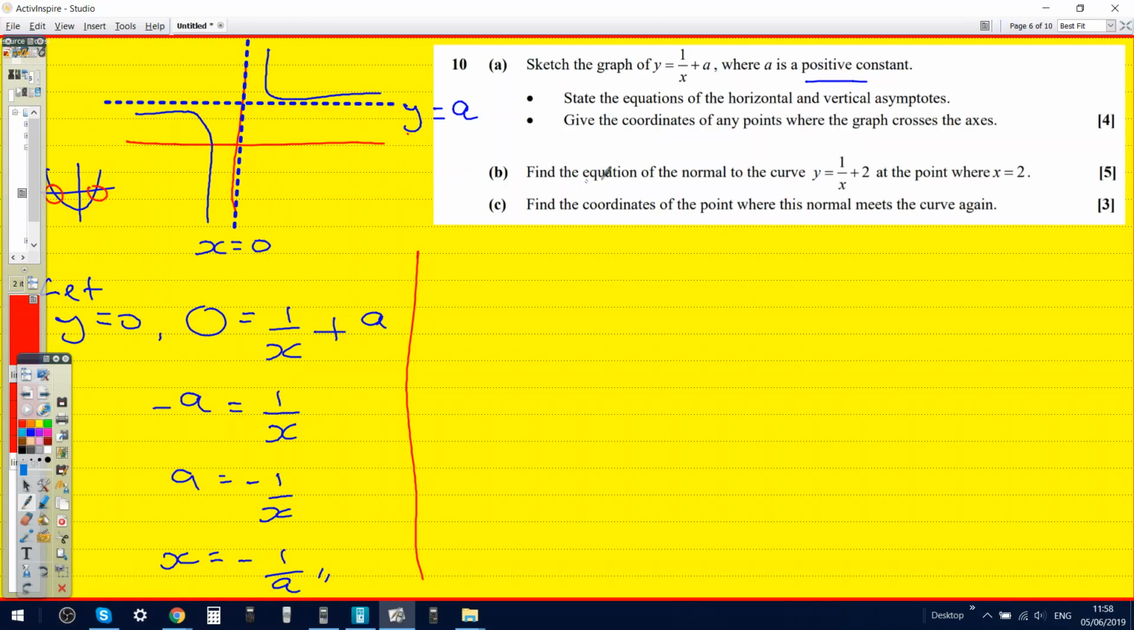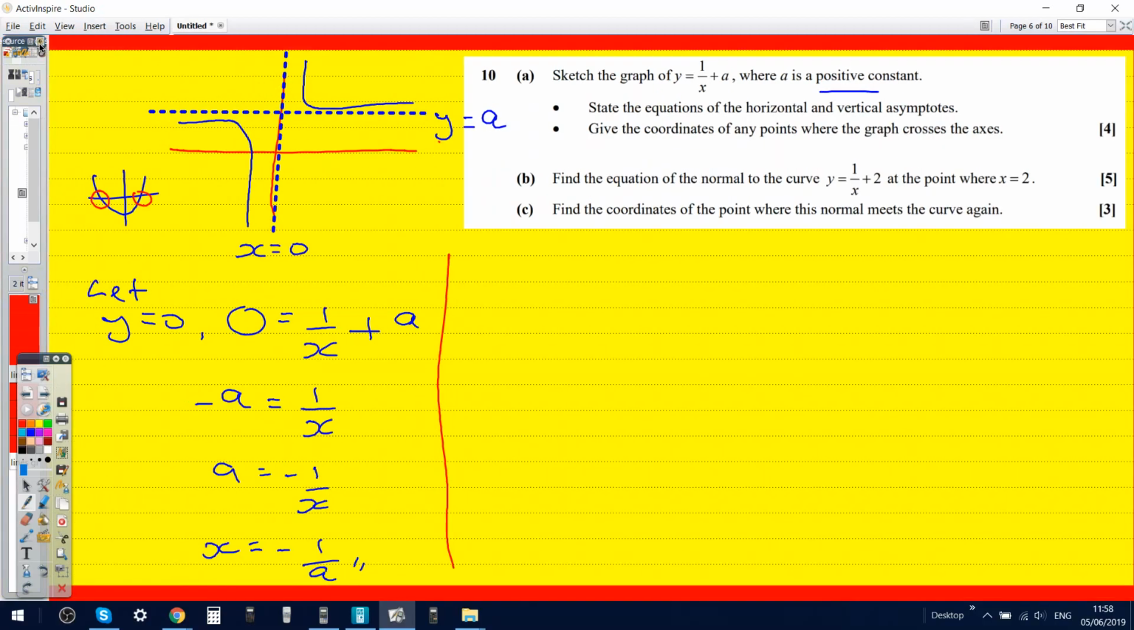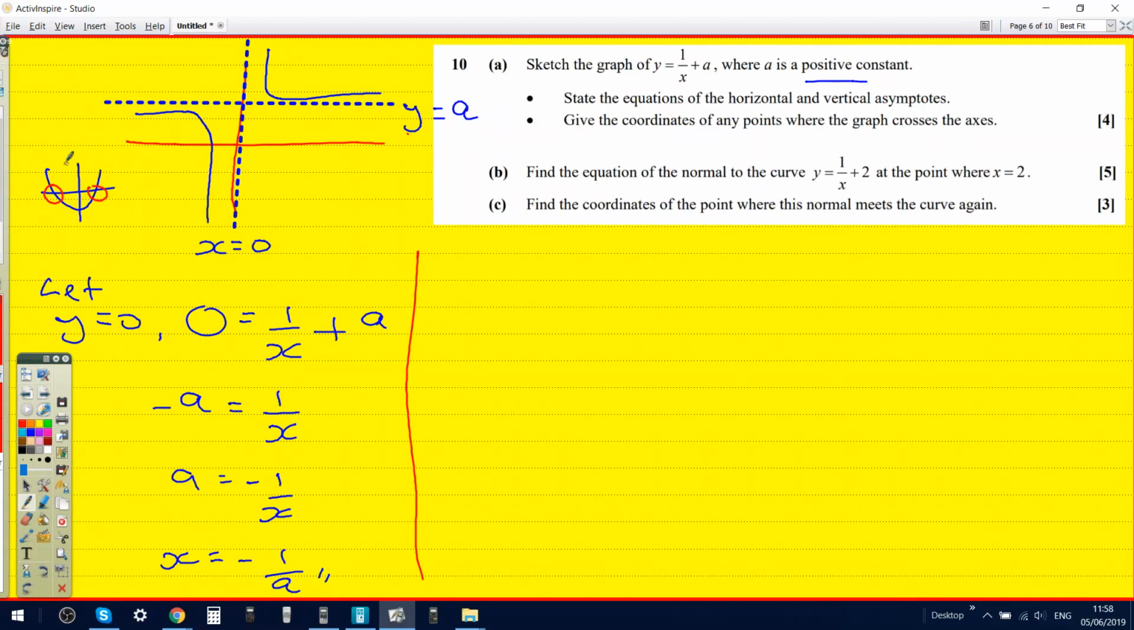This one, if you have to find the coordinates where it crosses the axis. So like you said a minute ago, when it crosses the y-axis, x is 0. For this one, where it crosses the x-axis, y is 0. And that's just because, like doing quadratics, make y equal 0 and find the x.